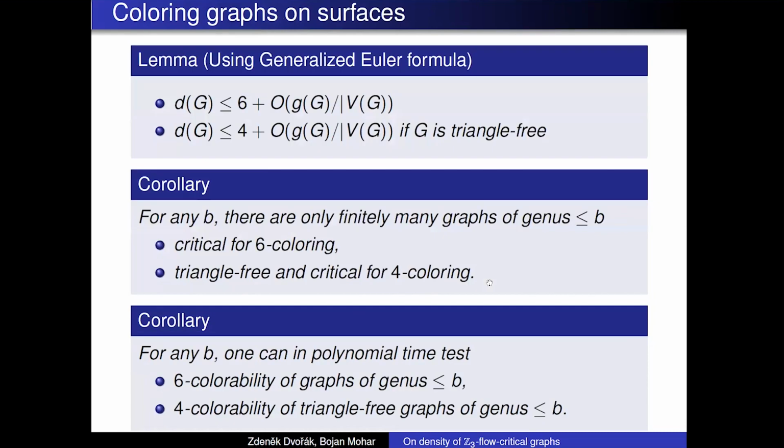And using this generalized Euler formula, you can see that the average degree of any graph is at most 6 plus some term which is on the order of the genus divided by the number of vertices. So if you have a graph of fixed genus and it is very large, its average degree will be close to 6. And in case that your graph is triangle free, you can improve this constant 6 to 4.